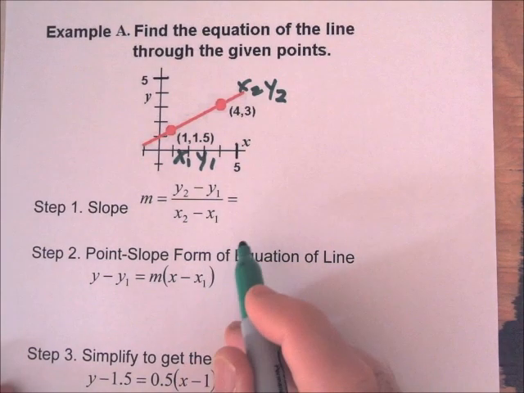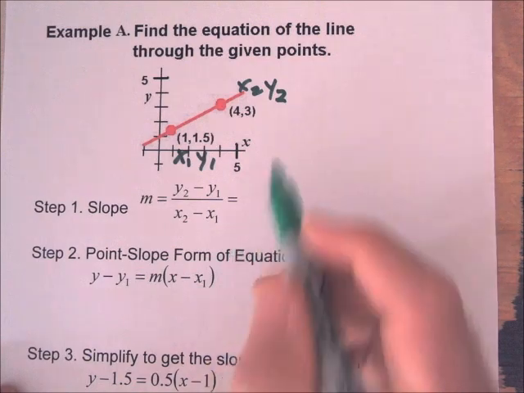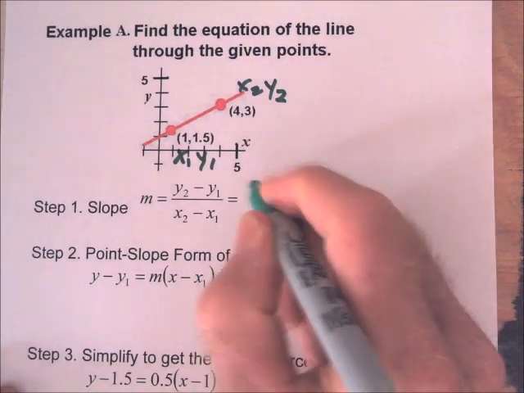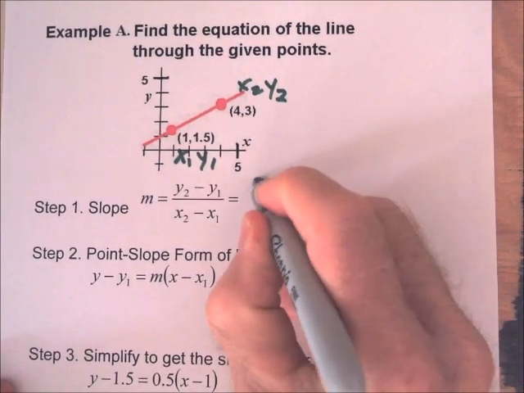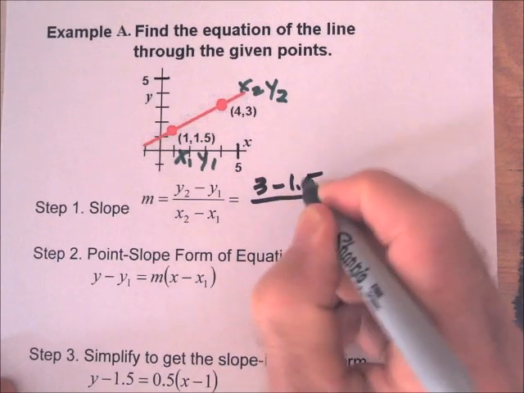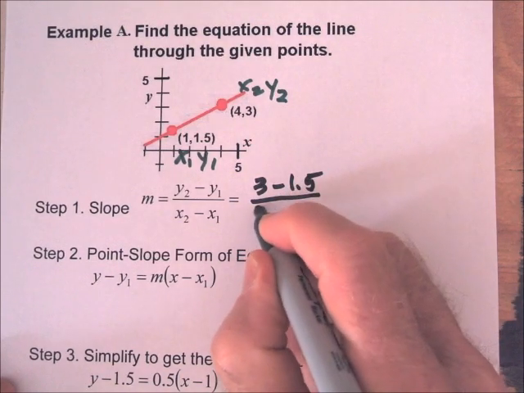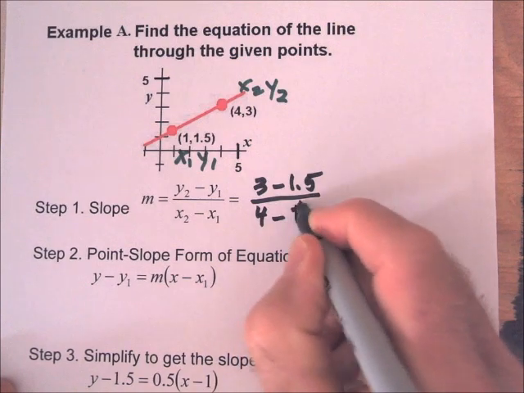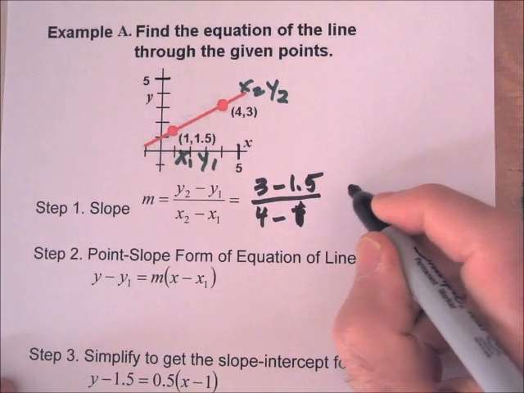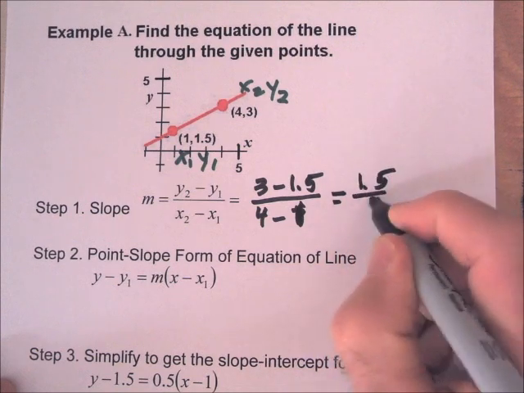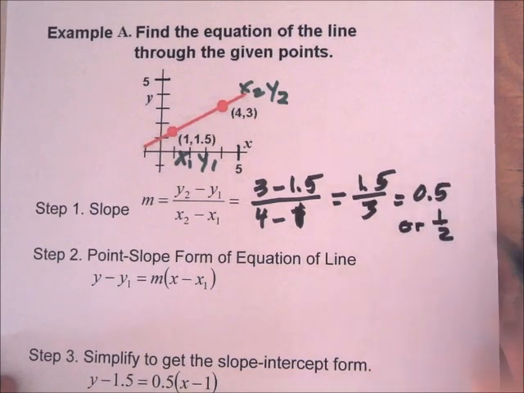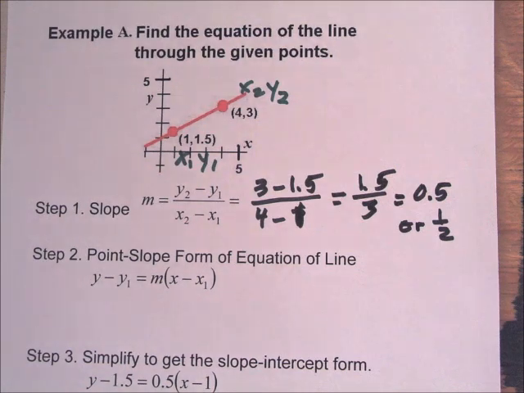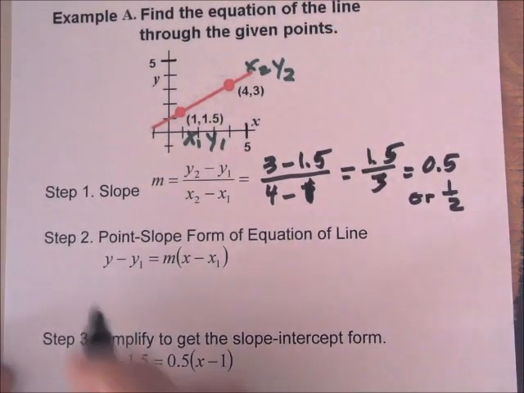And then the slope is going to be y2 minus y1 over x2 minus x1. So it's in this case 3 minus 1.5 divided by 4 minus 1. Okay, so it's 1.5 divided by 3. That comes out to be 0.5, or you could express it as a fraction, 1/2. So the slope is 0.5 or 1/2, and now we can write down the point slope form.